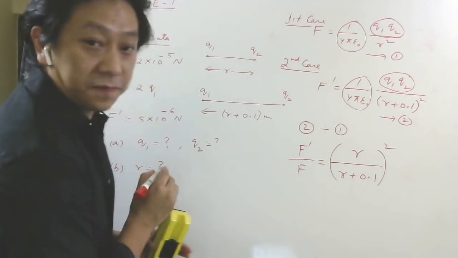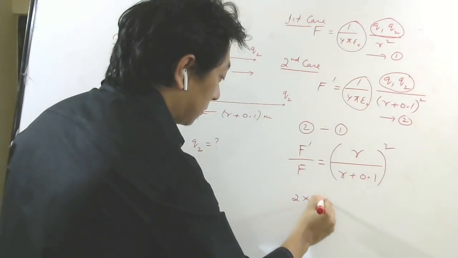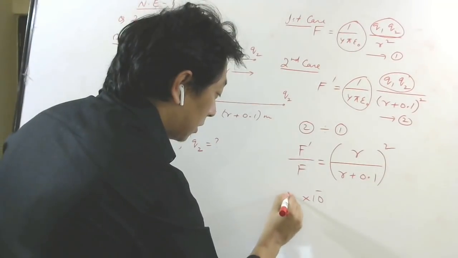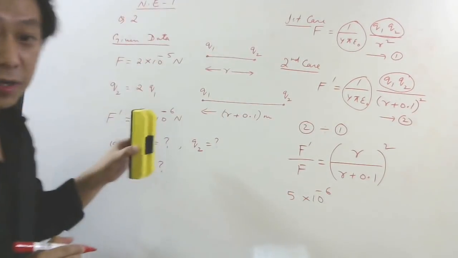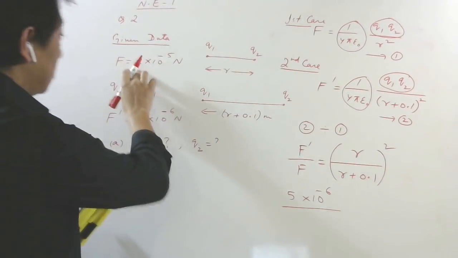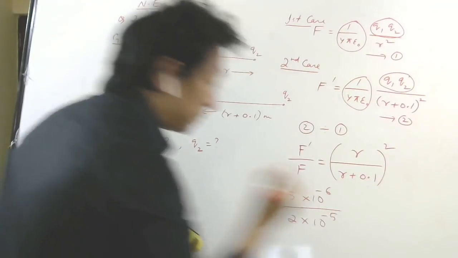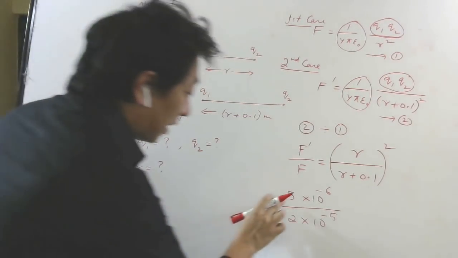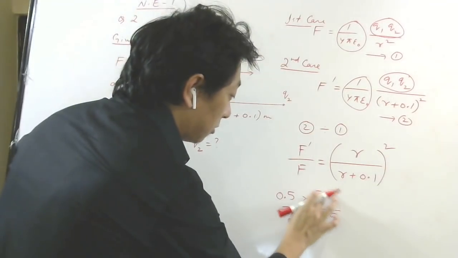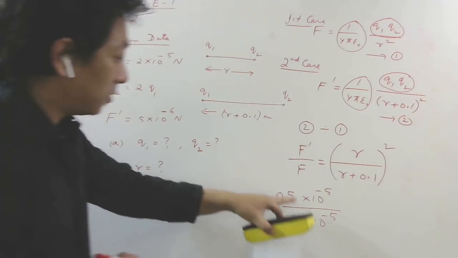What is F dash? 2 into 10 to the power minus 5. No. F dash is 5 into 10 to the power minus 6. So be careful, okay? Don't do the mistakes which I am doing. Divided by, what is F? Original force was 2 into 10 to the power minus 5. So to simplify, let me write this 0.5. Then this will become 10 to the power minus 5. That's all. Because it was 5 into 10 power minus 6.